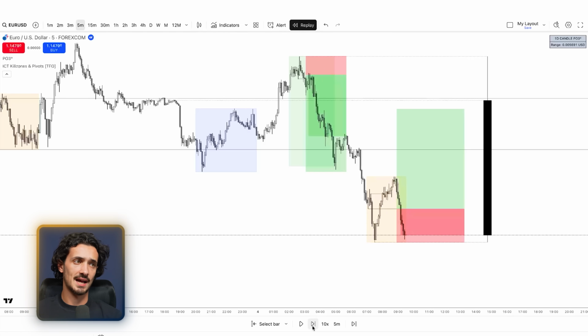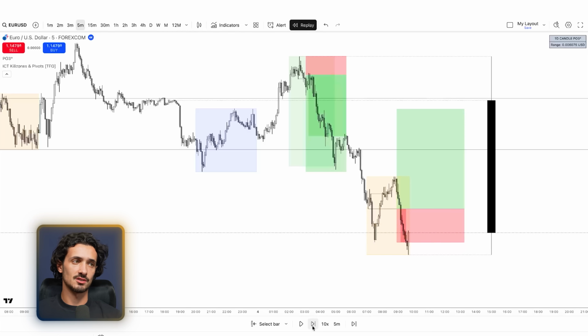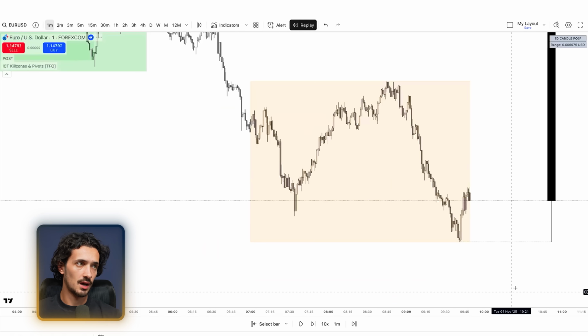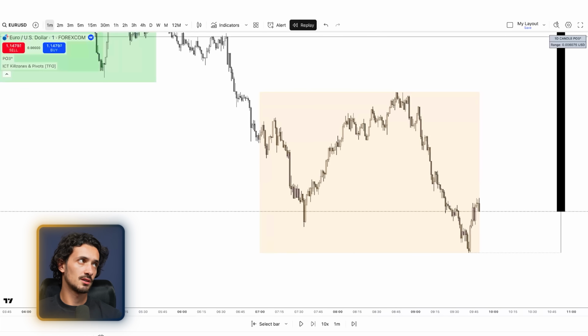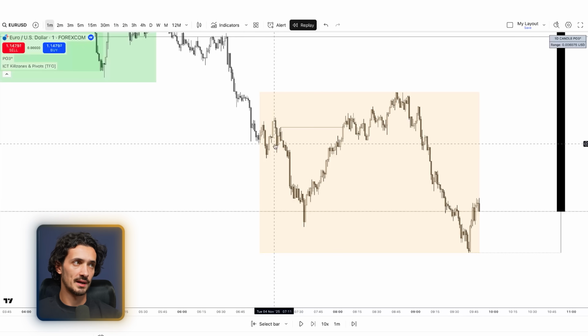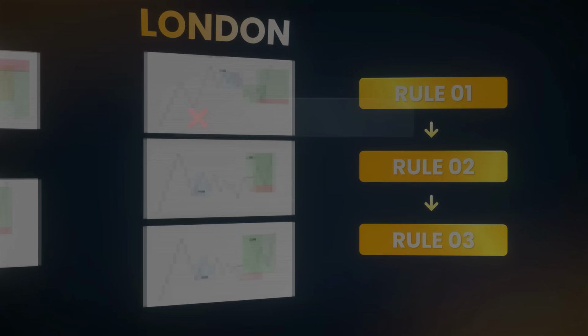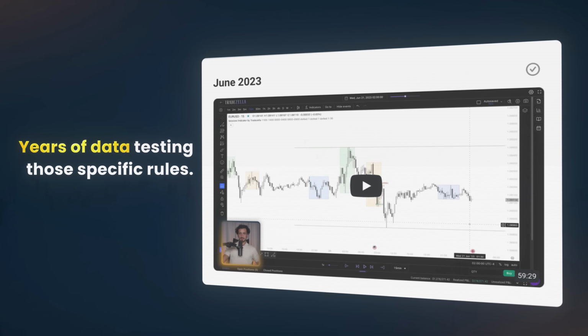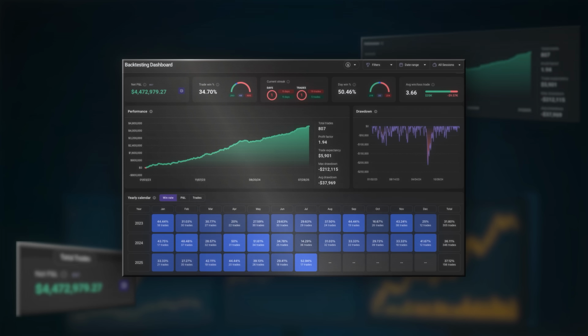And eventually price tags us in and then it tags us out, right? Just like this. Then what happens on the lower time frame is notice that the confirmation for me to get into this trade is that this 2-candle 1-minute time frame pullback gets broken. That's my criteria. All of my strategies have mechanical step-by-step rules. They're not random, they're not discretionary, they are rule-based. And I have years of data testing those specific rules to prove that they are actually profitable. So I make decisions based on what I know works.